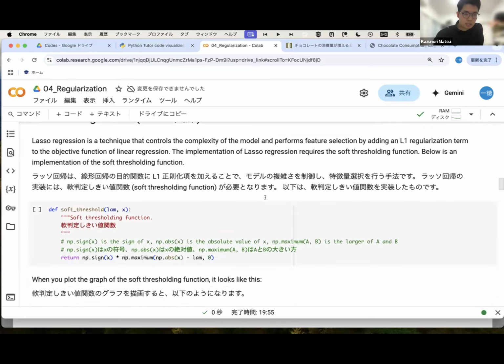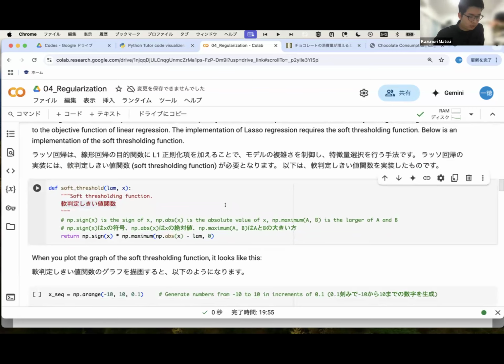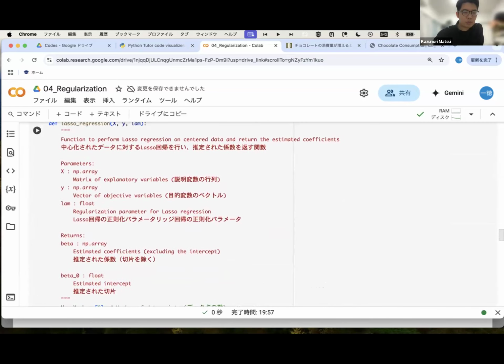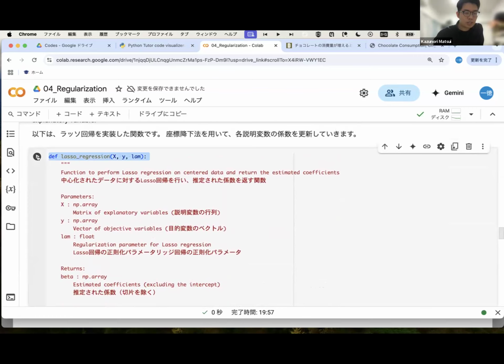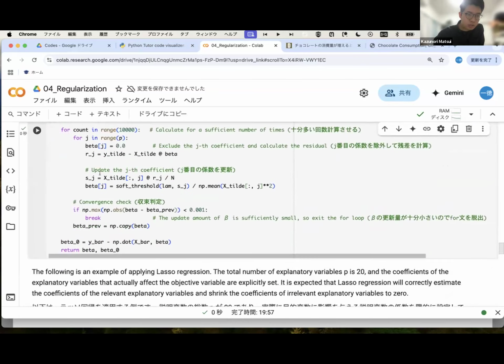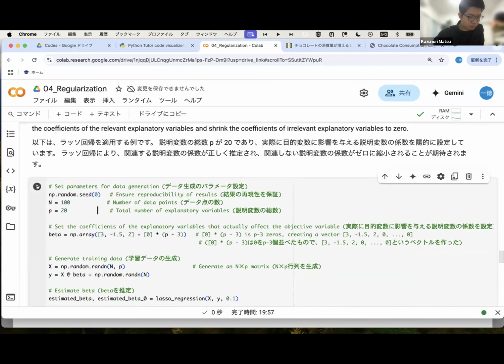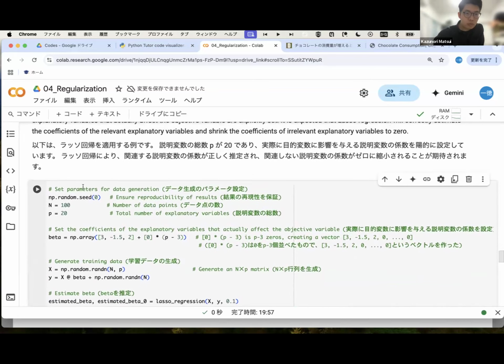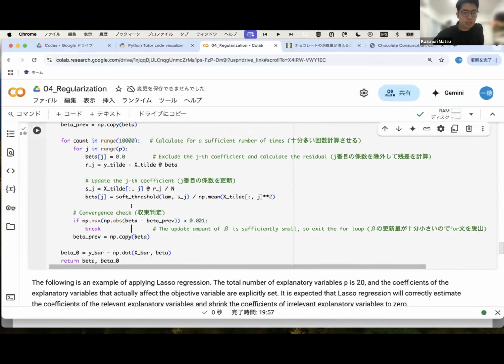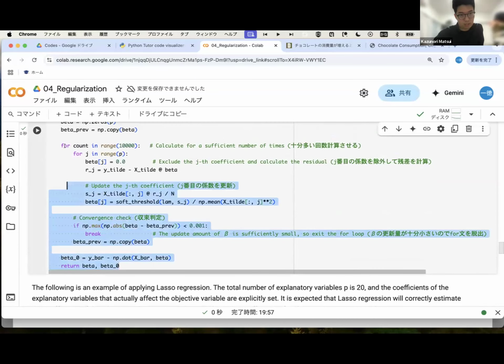Now let's look at lasso regression. Here we prepare this. This is the lasso regression function. Yes, this is an example of applying lasso regression. This part is written in the slides.